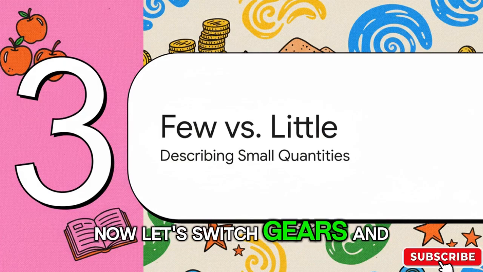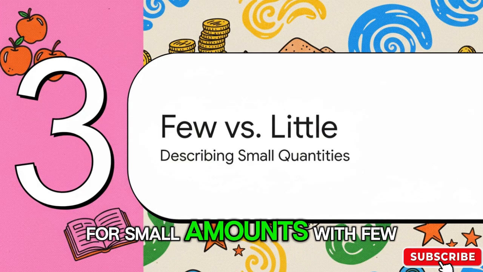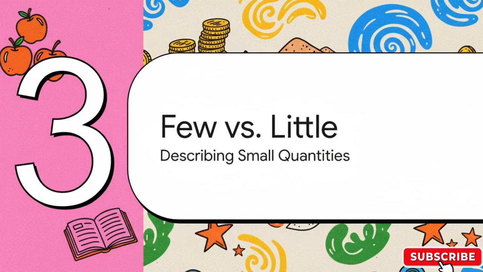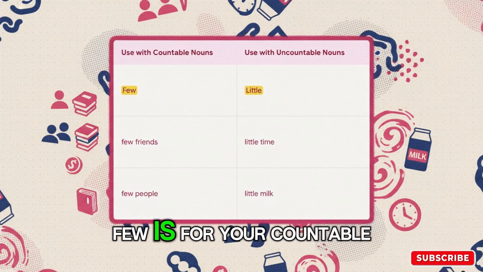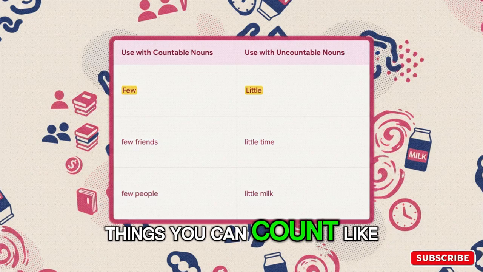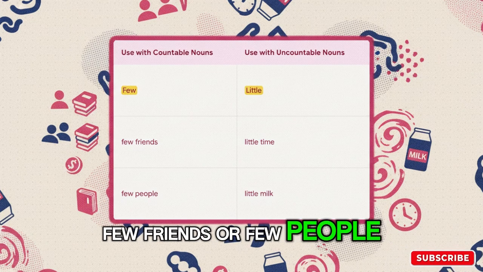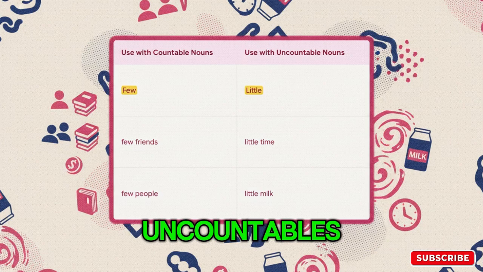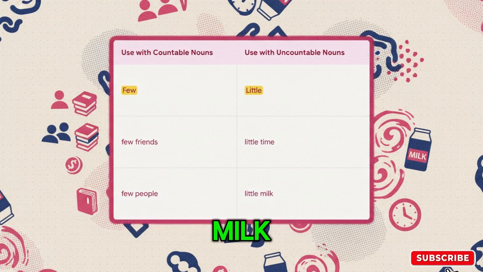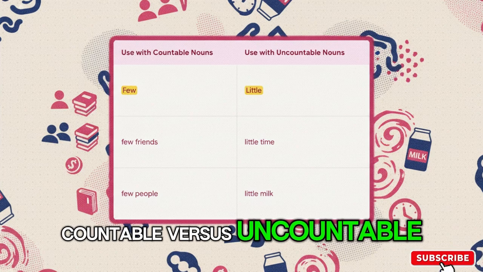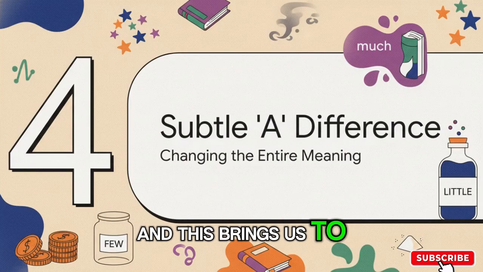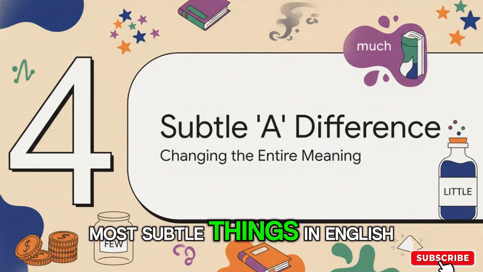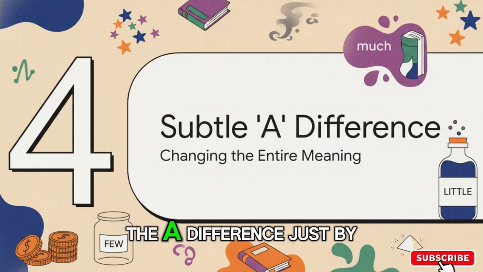Okay, that handles large quantities. Now let's switch gears and use our master key for small amounts, with few versus little. You guessed it, the exact same logic works here. Few is for your countable nouns, things you can count, like few friends or few people. And little is for the uncountables, like little time or little milk. It's that same master key concept, countable versus uncountable. But of course, there's another sneaky layer to this. And this brings us to one of the coolest, most subtle things in English, the A difference.